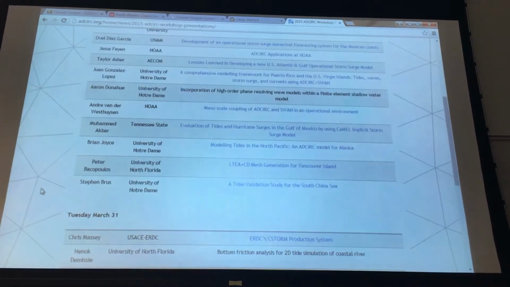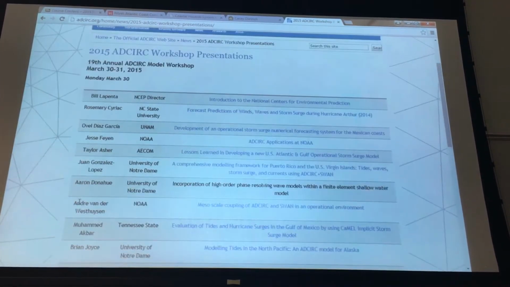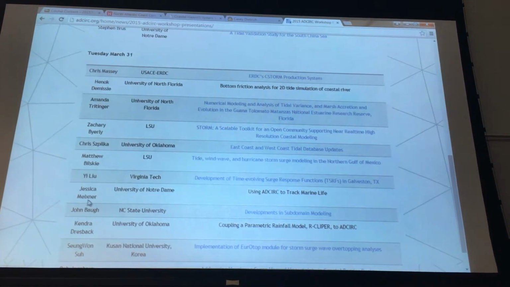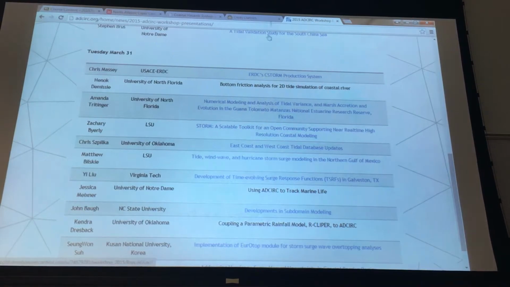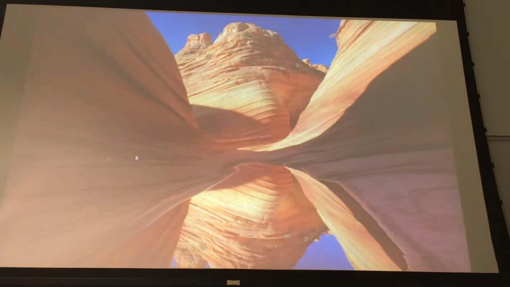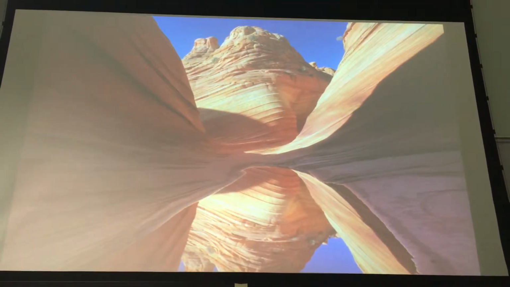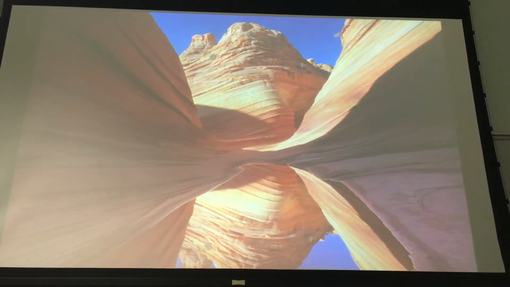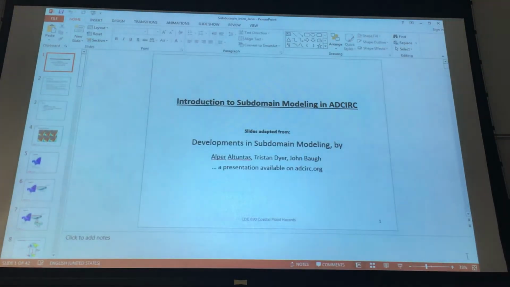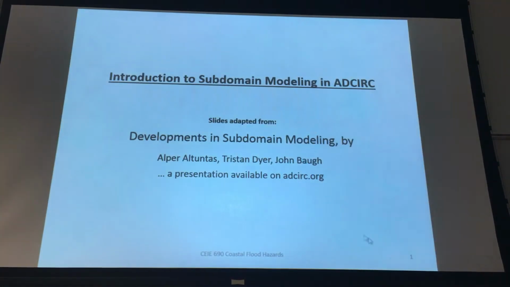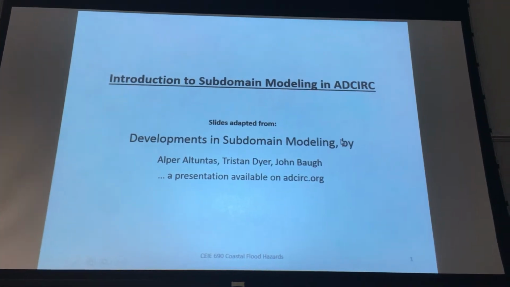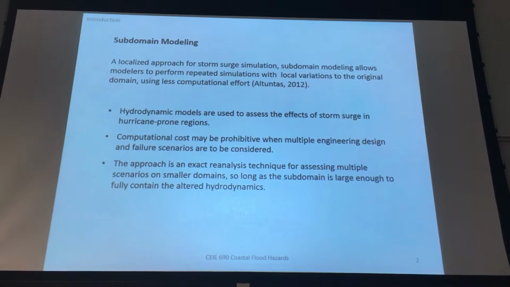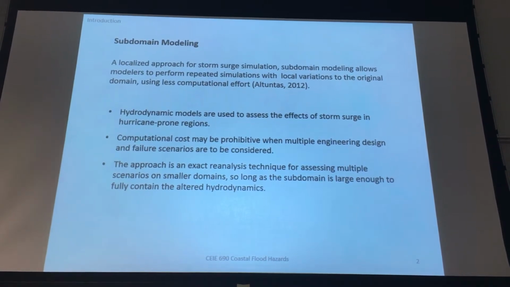I don't know where the NC State presentation is on here. It's somewhere. Oh, here it is, developments in subdomain modeling. But I kind of just took those slides and cut out some of the ones that are a little bit extraneous for our purposes. So, I guess maybe we can post this to Blackboard eventually. You have all these slides if you just go to the ADCIRC website.